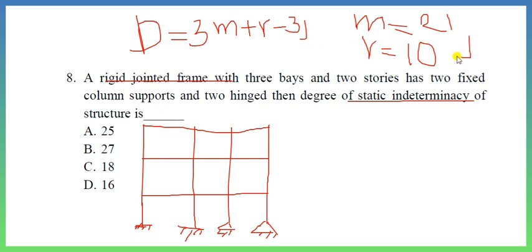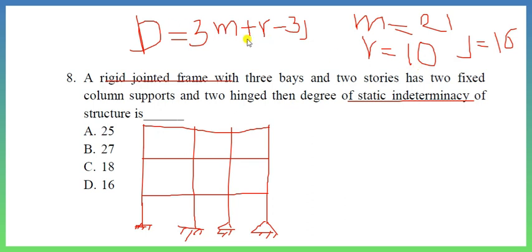And what about the joints? Number of joints, see here, these will be the joints: 1, 2, 3, 4, 5, 6, 7, 8, 9, 10, 11, 12, 13, 14, 15 and 16. So there are 16 joints in this frame.